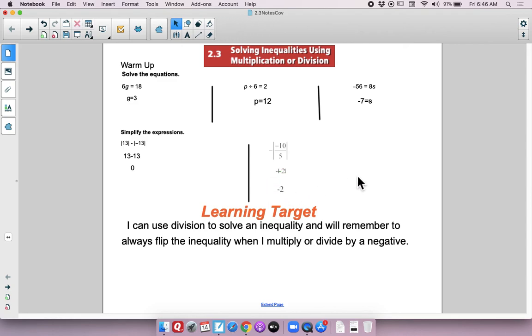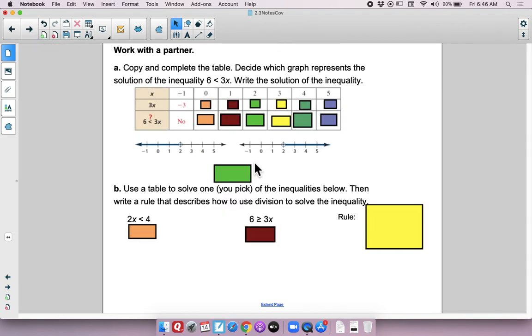Good. Our learning target is that you will be able to use division to solve an inequality and will remember to always flip the inequality when you multiply or divide by a negative. That is the only difference in solving these inequalities as compared to equations. When you multiply or divide by a negative, not what you're dividing into is negative, but when you divide by a negative or multiply by a negative to both sides, you flip that inequality sign. Okay, feel free to go find someone or work with your invisible friend.